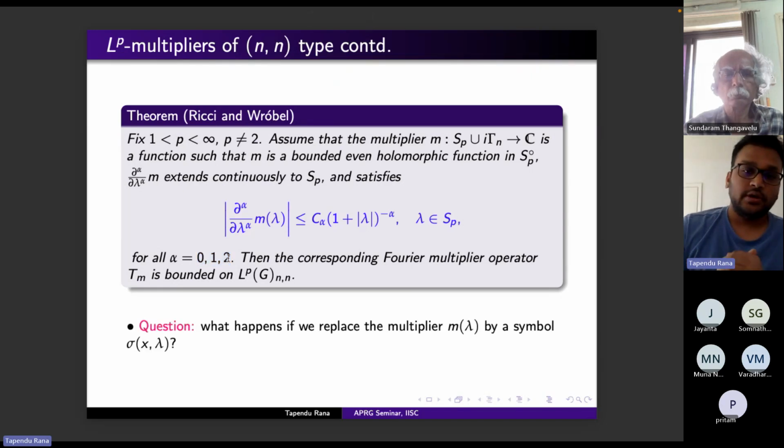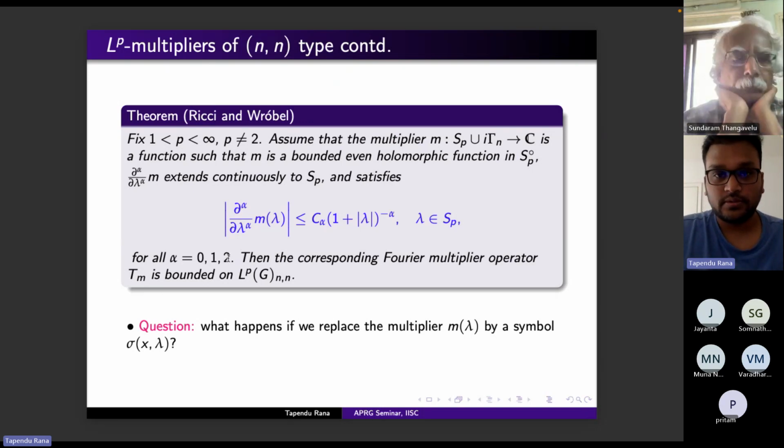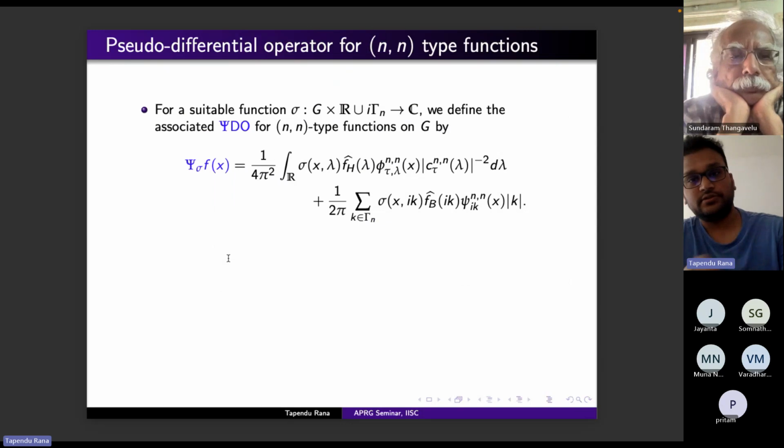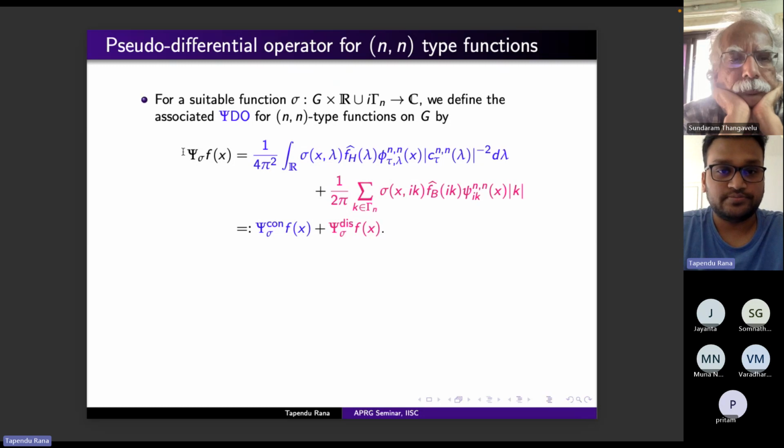What we are asking is: what if we replace the multiplier by a symbol sigma(x, lambda) and study the associated pseudo-differential operators and their L^p(G) boundedness properties? So formally, let me define the pseudo-differential operator. For a symbol function sigma from G cross R union I gamma n to C, we define the associated operator for any n-type function on G in the following way.